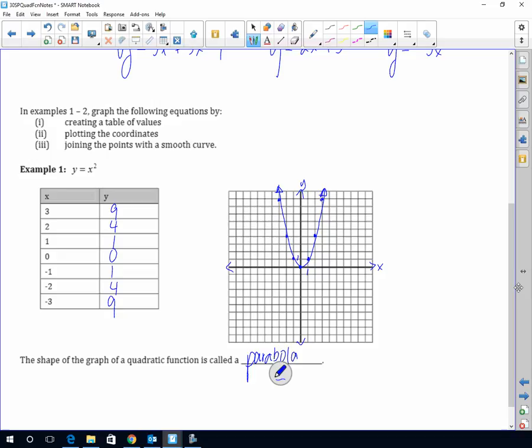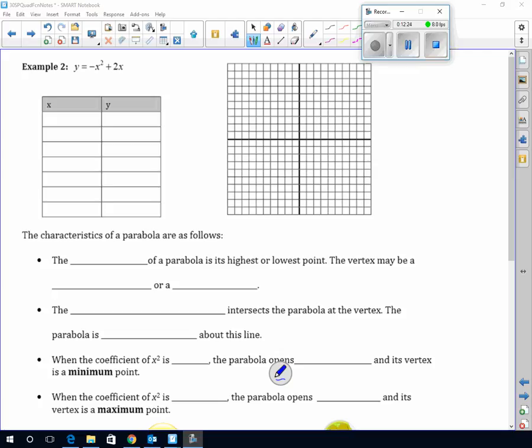Okay, now we're going to graph this one. This one takes a little bit more math involved. I would highly recommend doing 3, 2, 1, 0, negative 1, negative 2, negative 3. Or you could go negative 3 all the way up to 3. It's up to you.